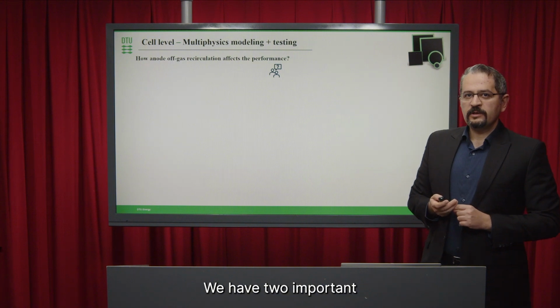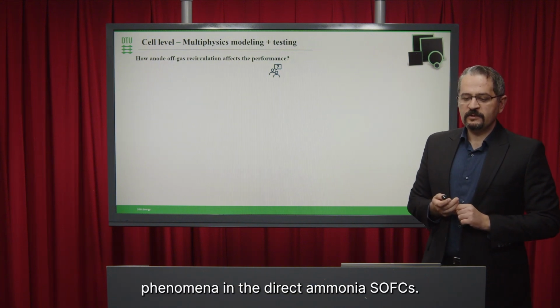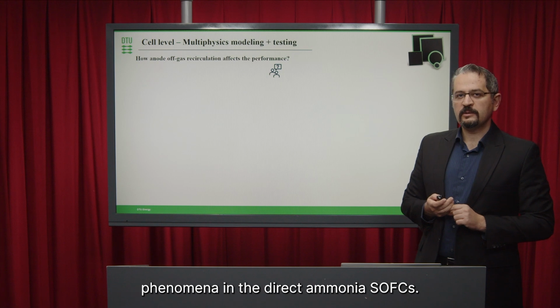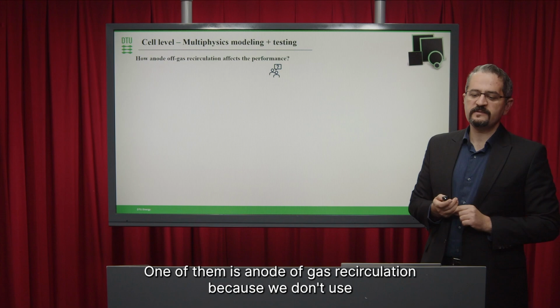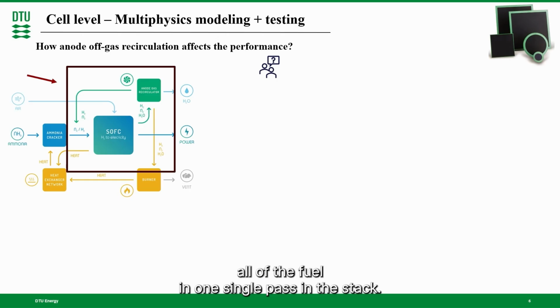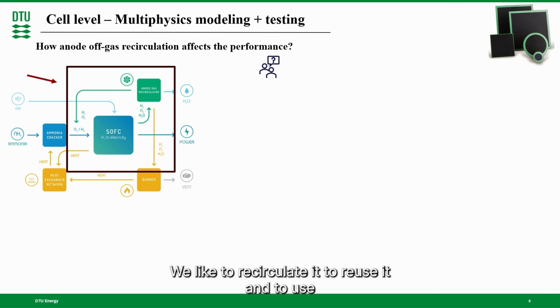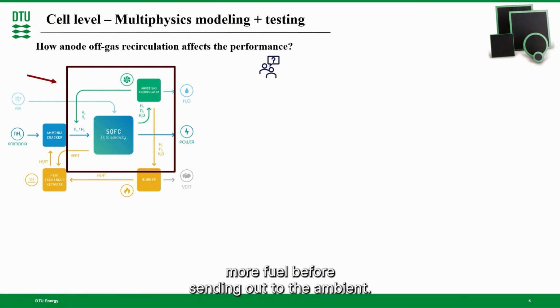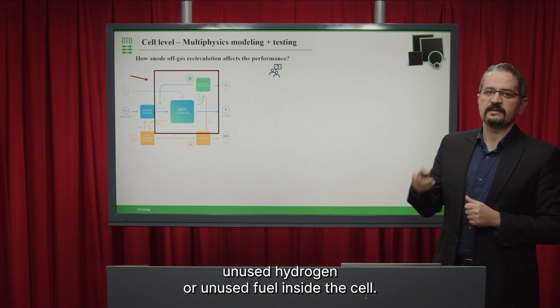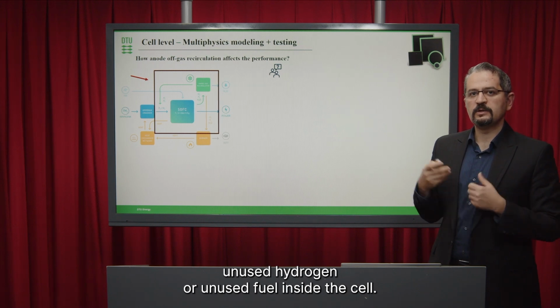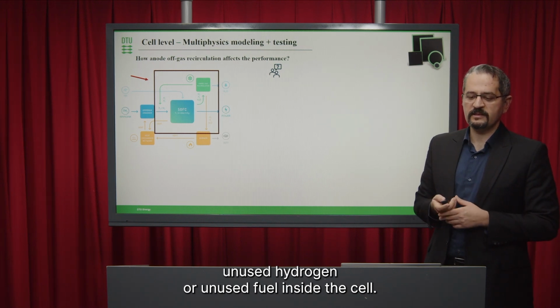We have two important phenomena in direct ammonia SOFCs. One of them is anode off-gas recirculation. Because we don't use all of the fuel in one single pass in the stack, we like to recirculate it, to reuse it, and to use more fuel before sending it out to the ambient. So we try to recirculate this unused hydrogen or unused fuel inside the cell.